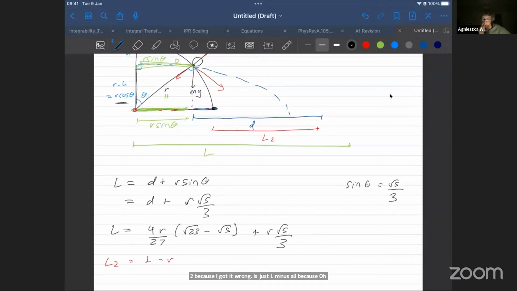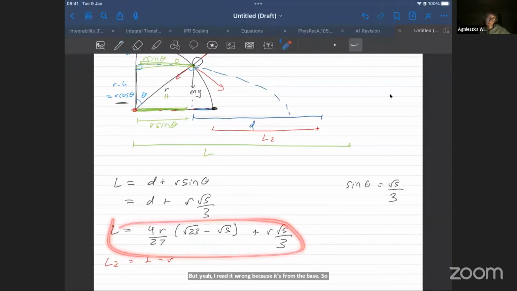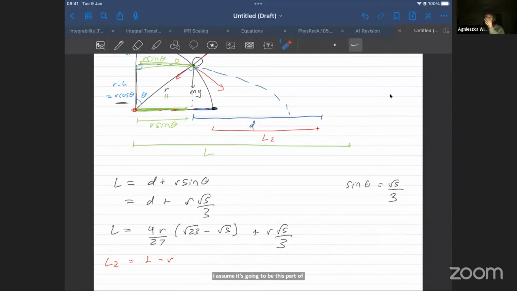I read it wrong because it's from the base, so I assumed it would be this part of the base. But if you wrote this solution and said, I interpreted this to be the end of the base, it's a bit funny wording, you wouldn't lose marks, because you're just reading it wrong. Anyways, that's the end of question 1, which has been a bit long.